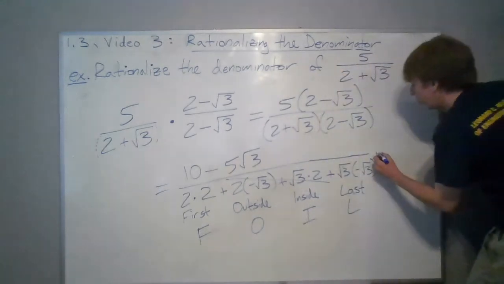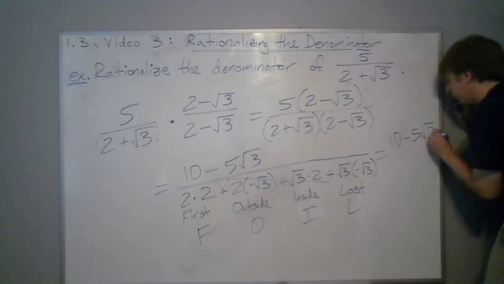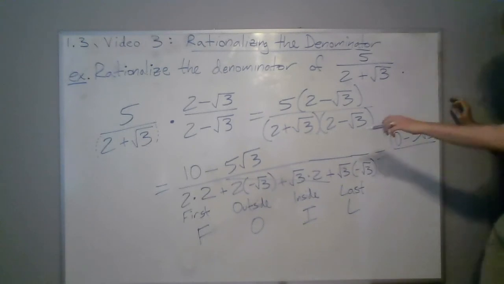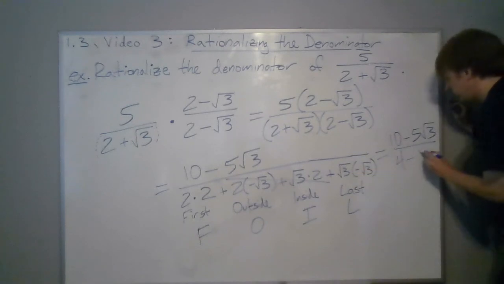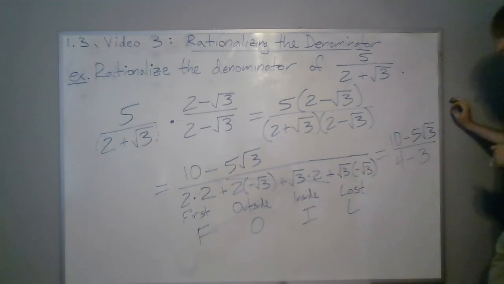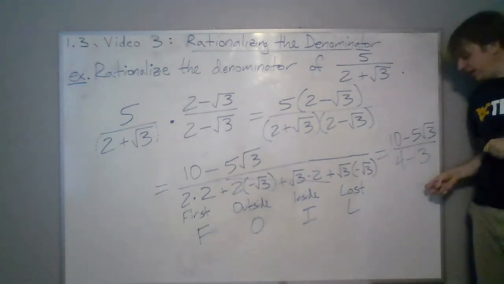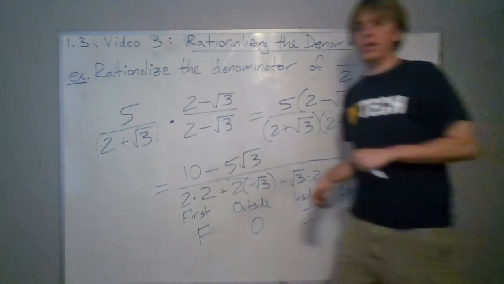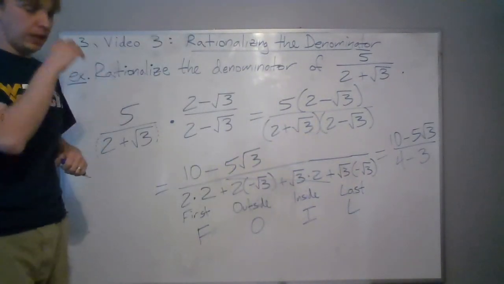Running low on room on my board, but we end up with 10 minus 5 square root of 3. And let's see, 2 times 2 would be a 4 minus 3. I'm going to stop there, but hopefully we see how we would simplify it. 4 minus 3 is 1, and then anything divided by 1 is itself. So it should just end up being equal to the numerator.